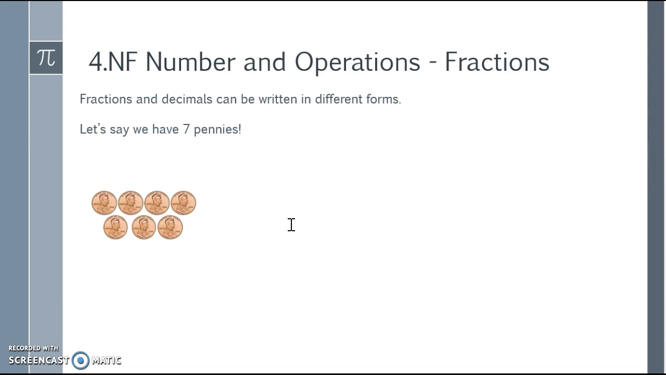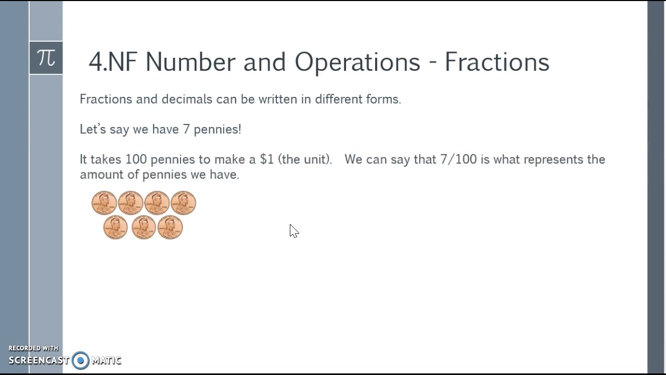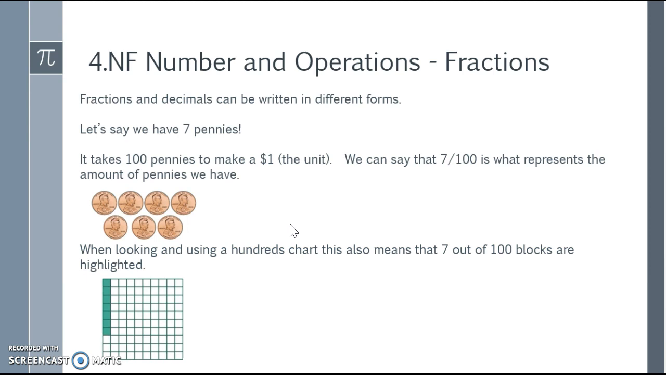Fractions and decimals can be written in different forms. So let's start off by saying that we have 7 pennies. We know it takes 100 pennies to make $1. $1 is the unit. We can say that 7 out of 100 is what represents the amount of pennies we have. When looking and using a hundredths chart or a flat, this also means that 7 out of 100 units are highlighted. We say this is 7 hundredths.